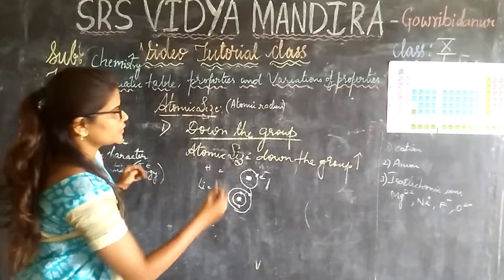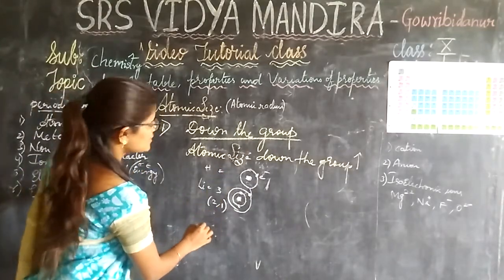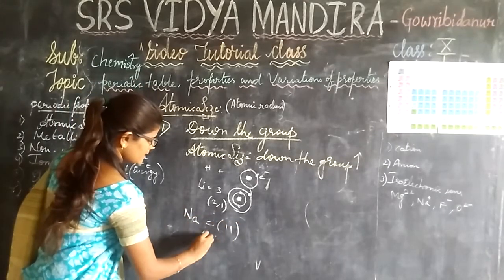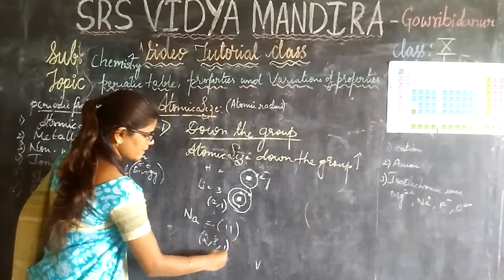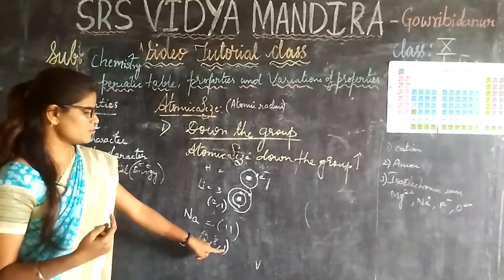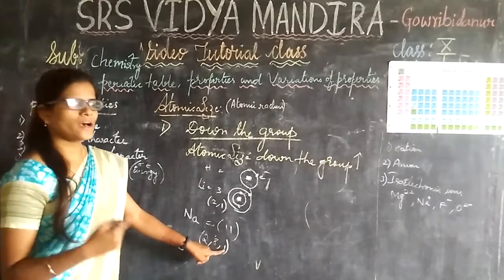Again, another example will be sodium. Sodium has 11 electrons, that is 2, 8, 1. 1 electron will be in the outermost shell.